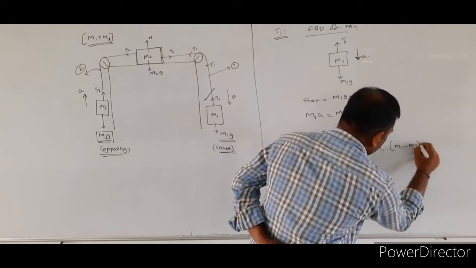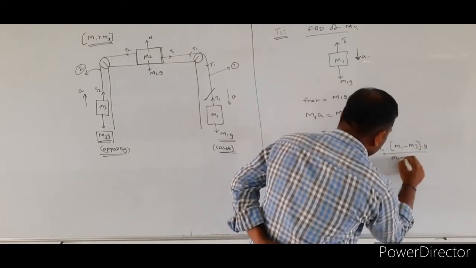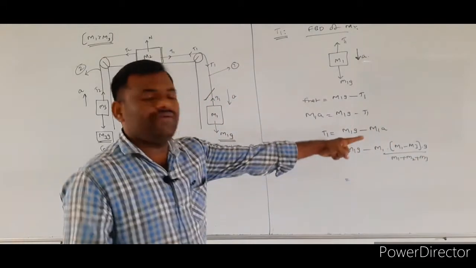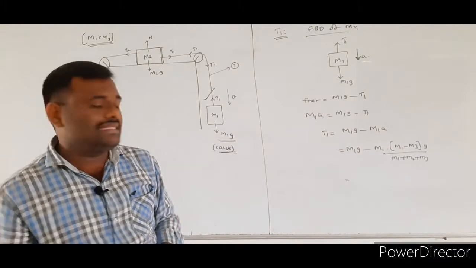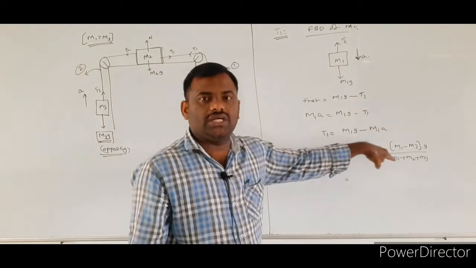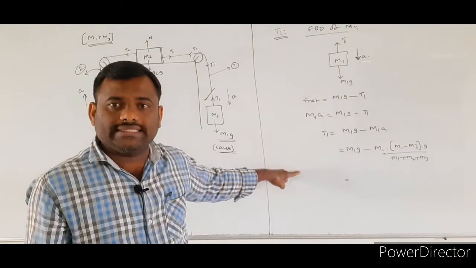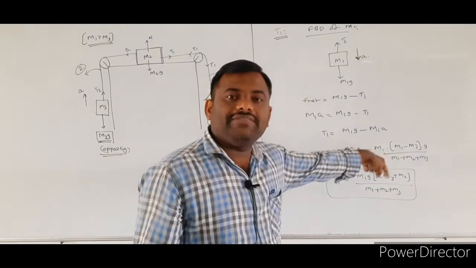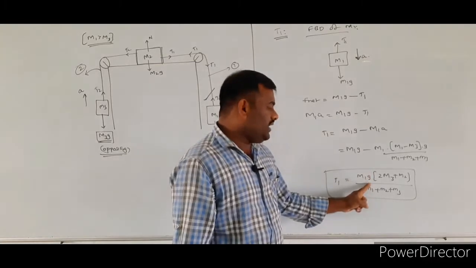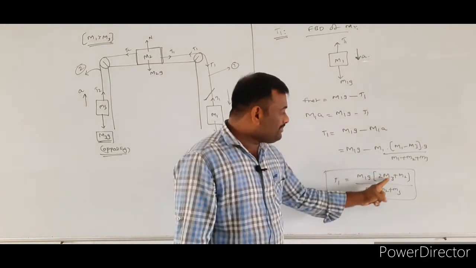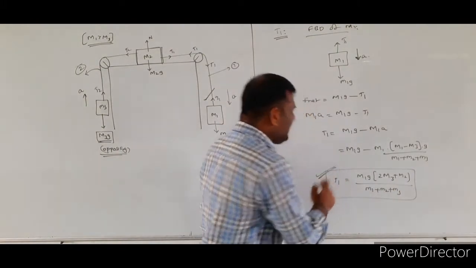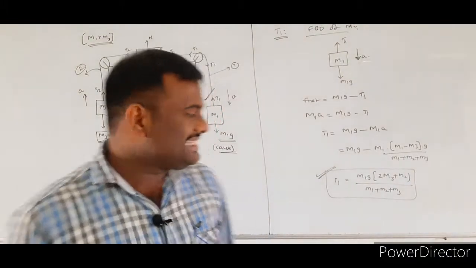m1 minus m3 into g by m1 plus m2 plus m3. m1 into g minus m1 into A value is equal to what? Already we derived m1 minus m3 into g by m1 plus m2 plus m3. If you simplify this equation, you will get the result of T1. You will get the value of T1 is m1 into g into 2m3 plus m2 by m1 plus m2 plus m3. So like this we have to calculate the tension which is developed within the string T1.